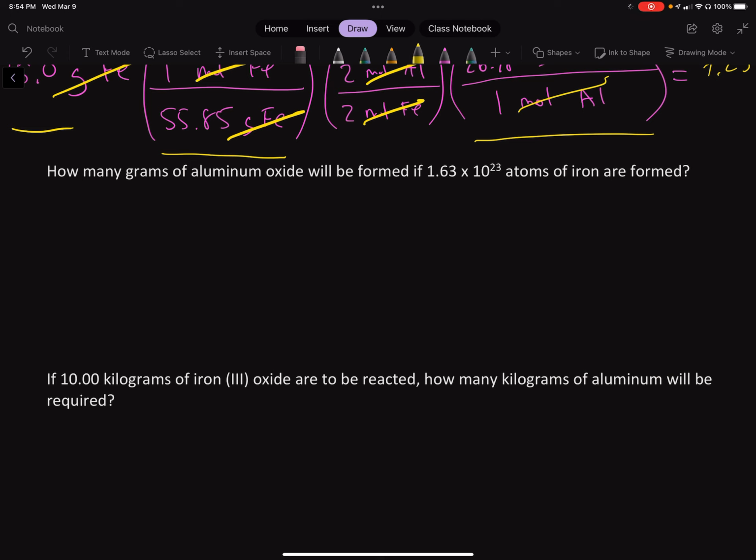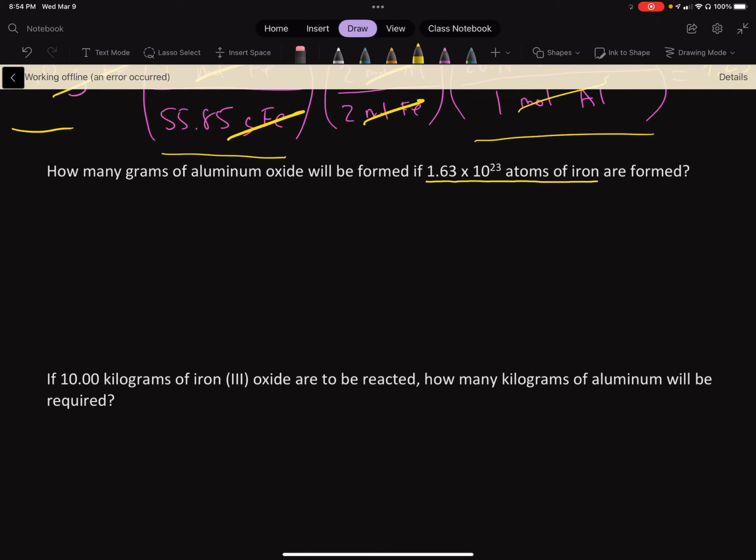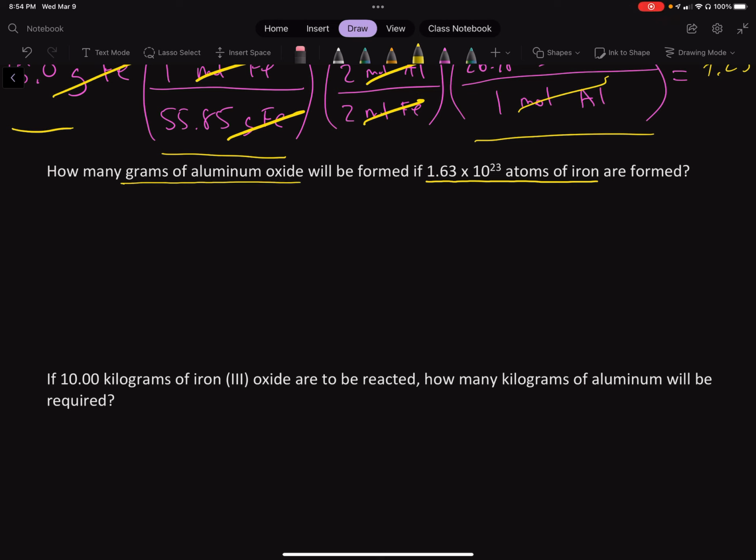All right, next one. It says how many grams of aluminum oxide will be formed if 1.63 times 10 to the 23 atoms of iron are formed? So a little bit different this time. We're starting with atoms of iron, and we need to convert to grams of aluminum oxide. It's still going to be 3 conversions necessary. They'll just be a little bit different. So our game plan is we're going from atoms of iron to moles of iron to moles of the aluminum oxide, and then finally to grams of aluminum oxide, because that's what they asked for.